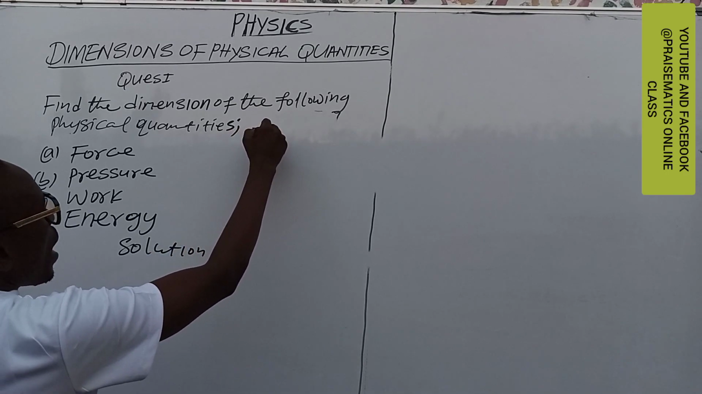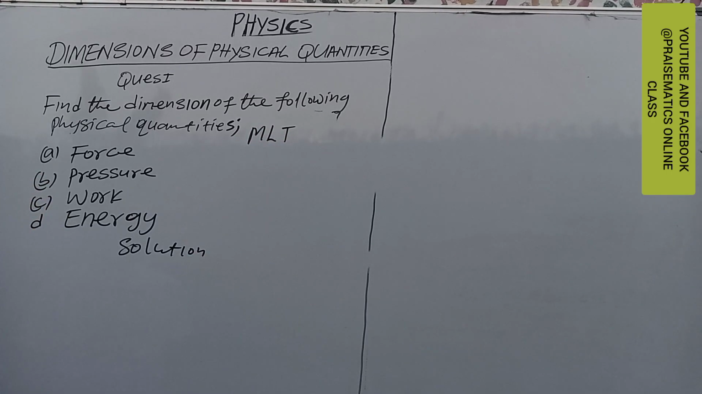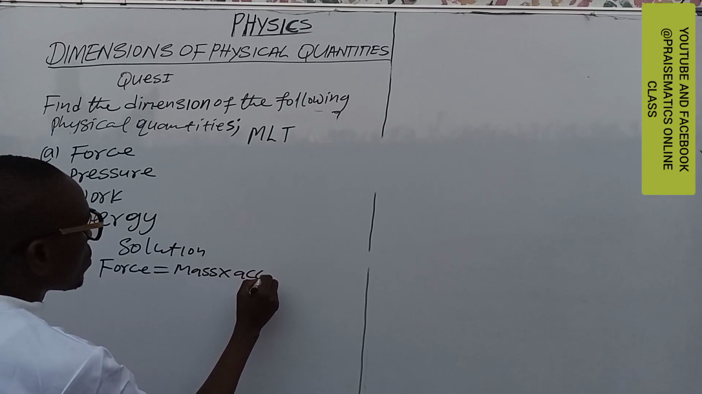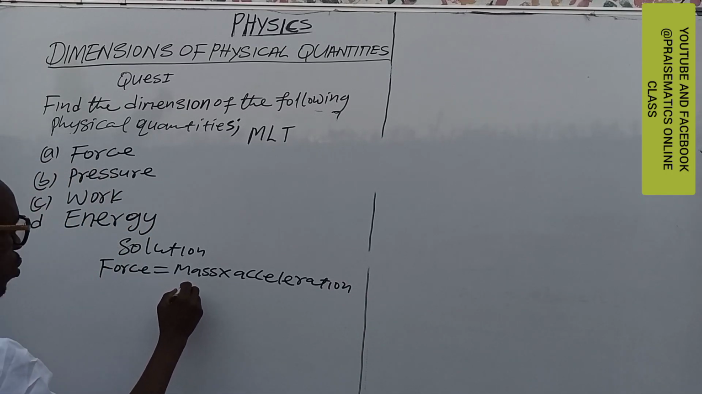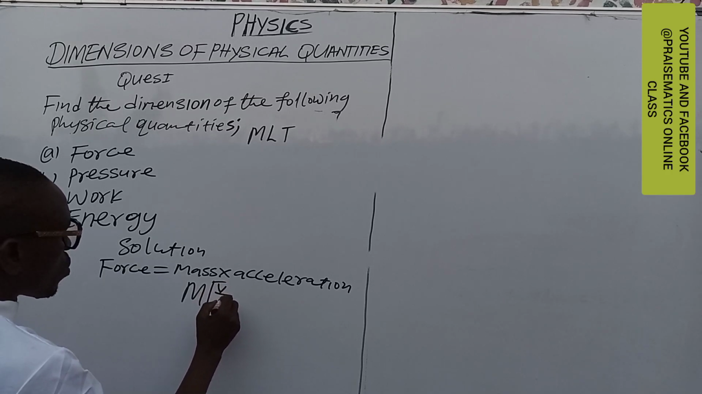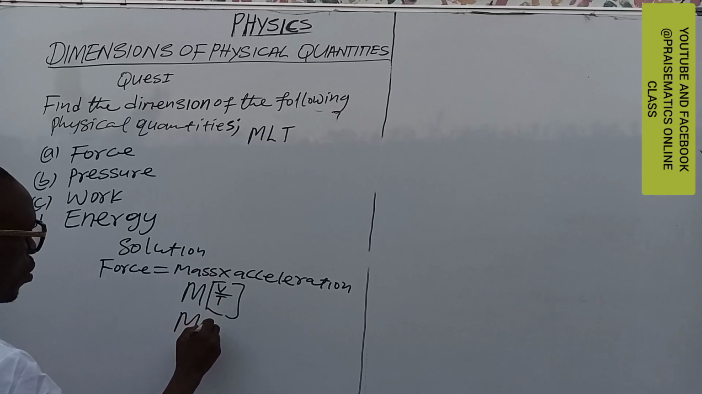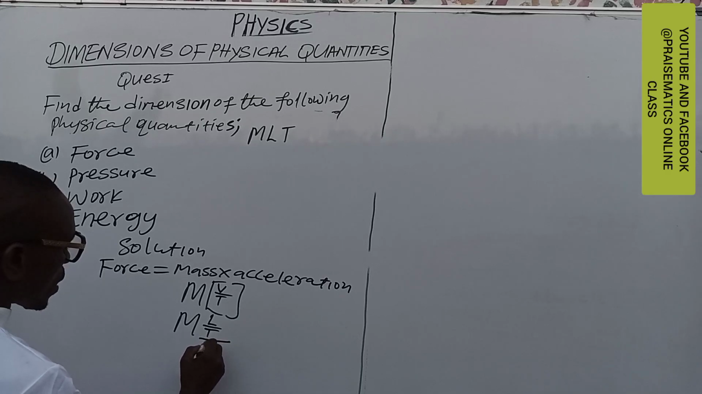Always remember MLT: mass, length, and time. So we have what we call force. Force is defined as mass times acceleration. You must know the definition mathematically before you solve. Mass is untouchable. You don't touch mass. Acceleration is defined as velocity over time. Now let's go. M into velocity is the same thing as L over T, divided by time.